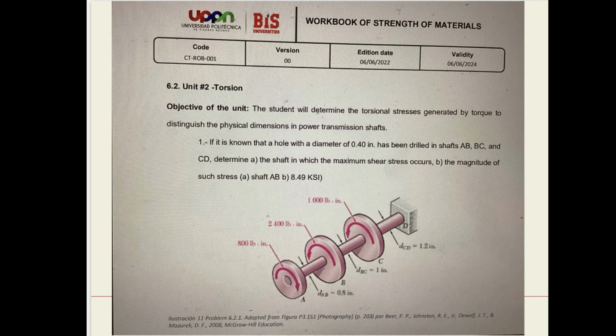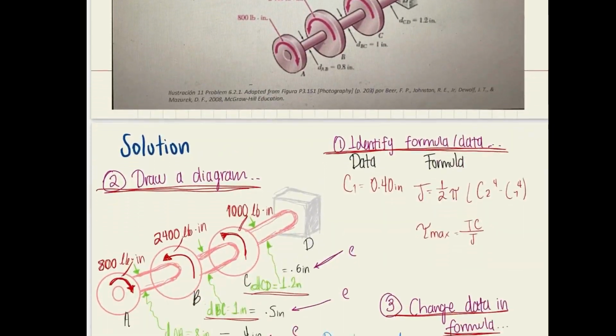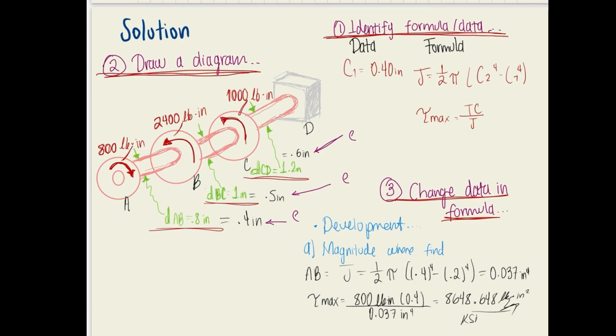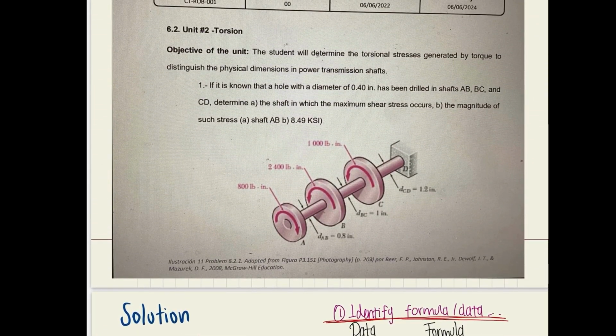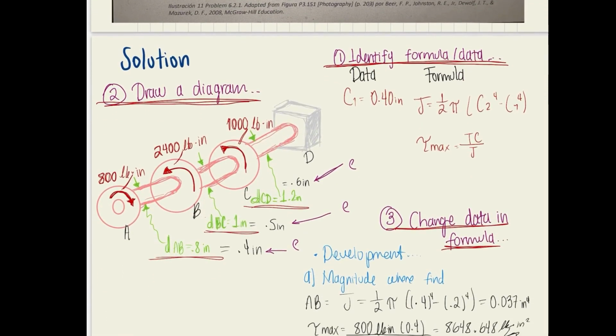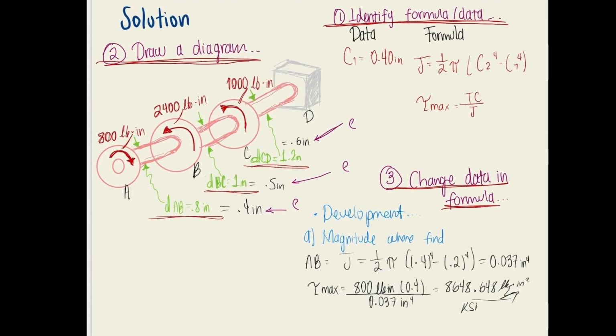The way we're gonna resolve this problem is the way that is easier for me. The first step is to identify the formula and data. For example, here it says that we have a diameter of 0.4 inches, so we're gonna use it. And we know that we're gonna calculate the maximum stress and our moment of inertia.